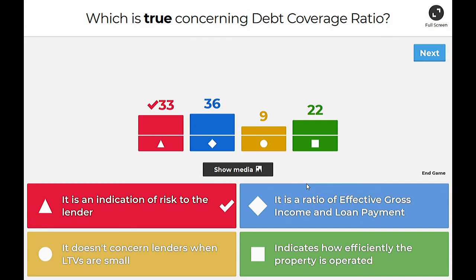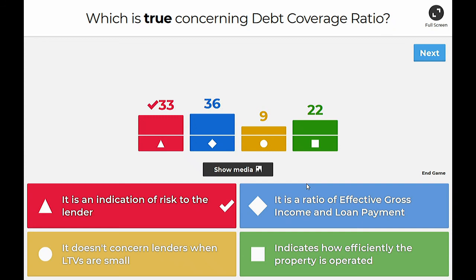How interesting. Let's look at the blue one. What is a debt coverage ratio? It is a ratio, except that it's not the ratio of effective gross income, it's the ratio of net operating income to loan payment.